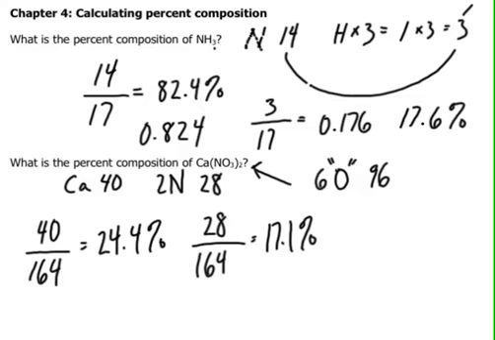And finally for the oxygen, 96 divided by 164 equals 58.5%. Okay, that is percent composition.